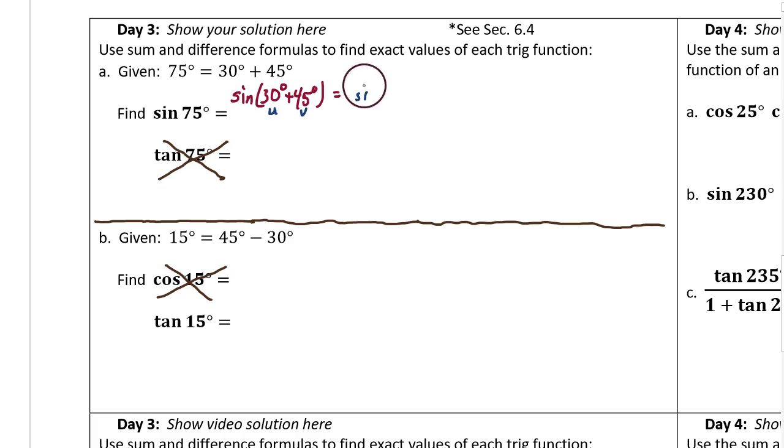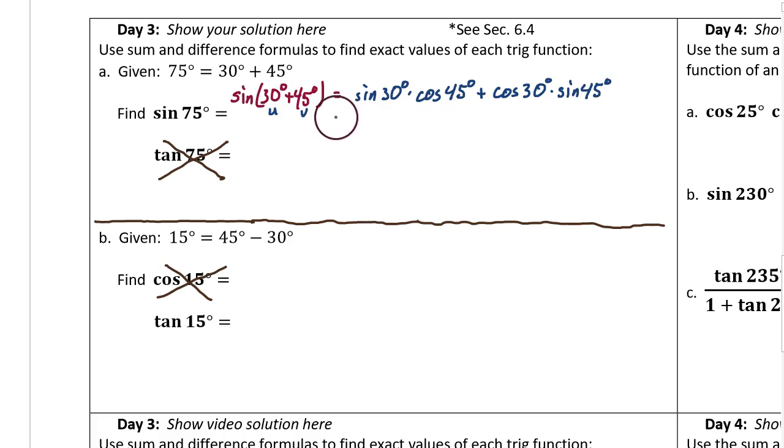It's the sine of U, so in this case the sine of 30 degrees, times the cosine of V, so in this case the cosine of 45 degrees. Then there's a plus sign, which matches this adding sign, and it goes the cosine of U, so the cosine of 30 degrees, times the sine of V, the sine of 45 degrees.